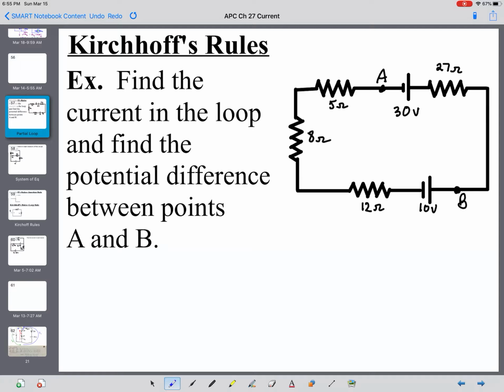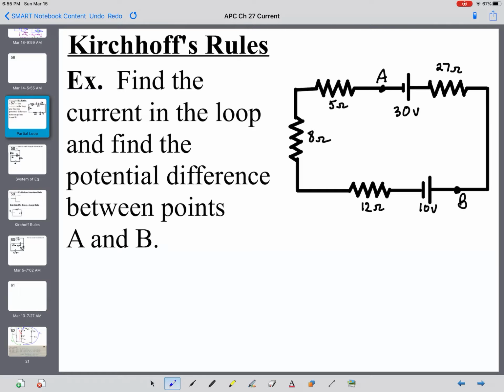Welcome to AP Physics. Today we're pondering Kirchhoff's rules. Leading into it, we have a circuit here. It's a regular loop, but we've got batteries in different places. So let's ponder how to deal with those two different batteries.